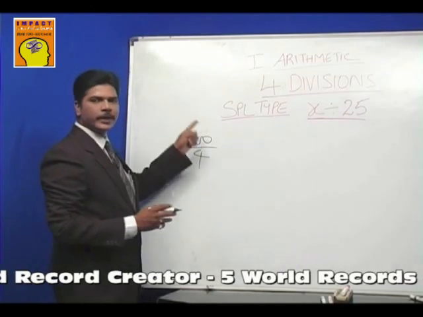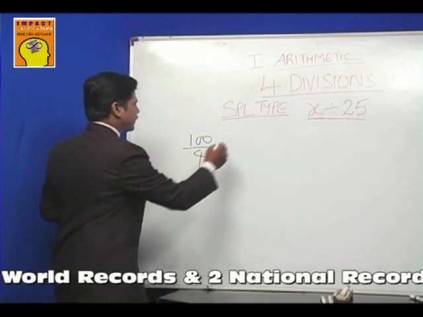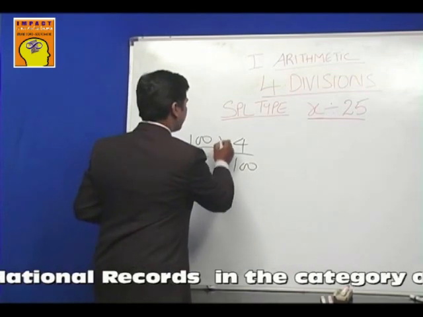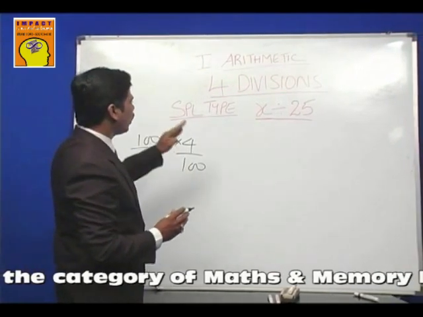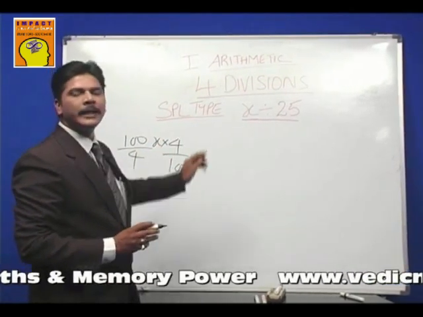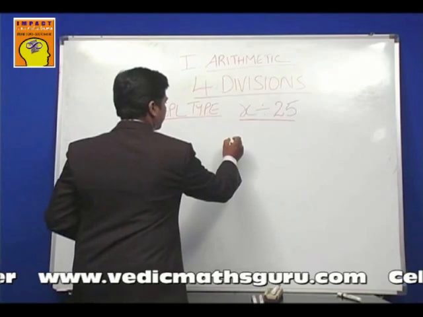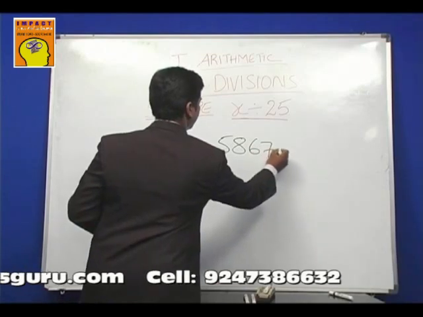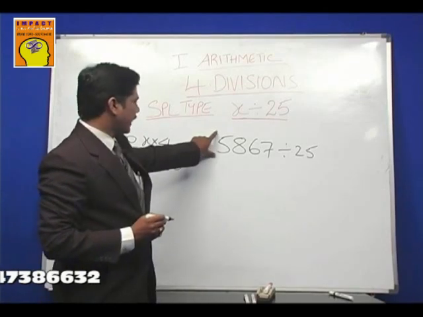Here the same formula goes in reverse for the technique of division by 25. So the formula becomes 4 by 100. Whatever number you want to divide by 25, you multiply the number by 4 and then divide by 100. Let's take an example like this. How much is 5867 divided by 25? This is a given number x, right?